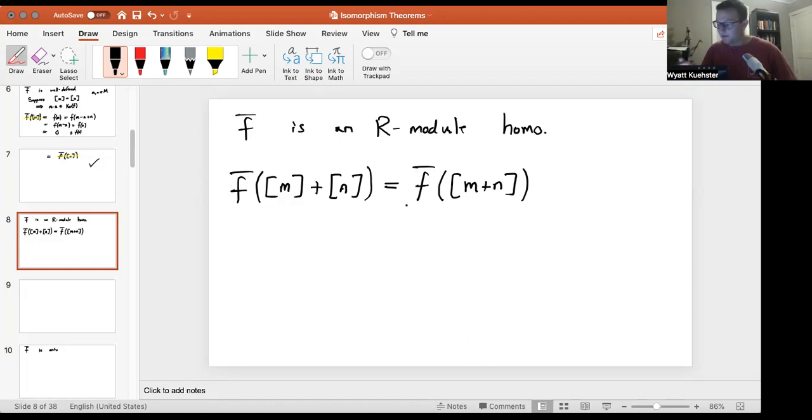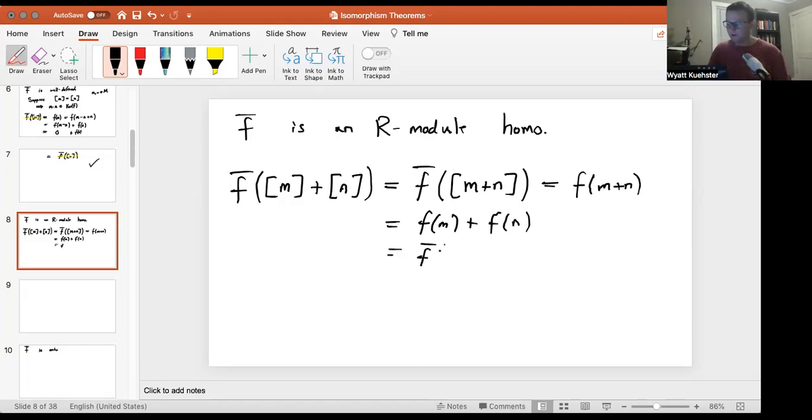And then by the definition of what f bar does, this is f of m plus n. But then again, f was already a module homomorphism, so this is f of m plus f of n. And then f of m is f bar applied to the class of m, and this was f bar applied to the class of n. So that shows that it respects addition.